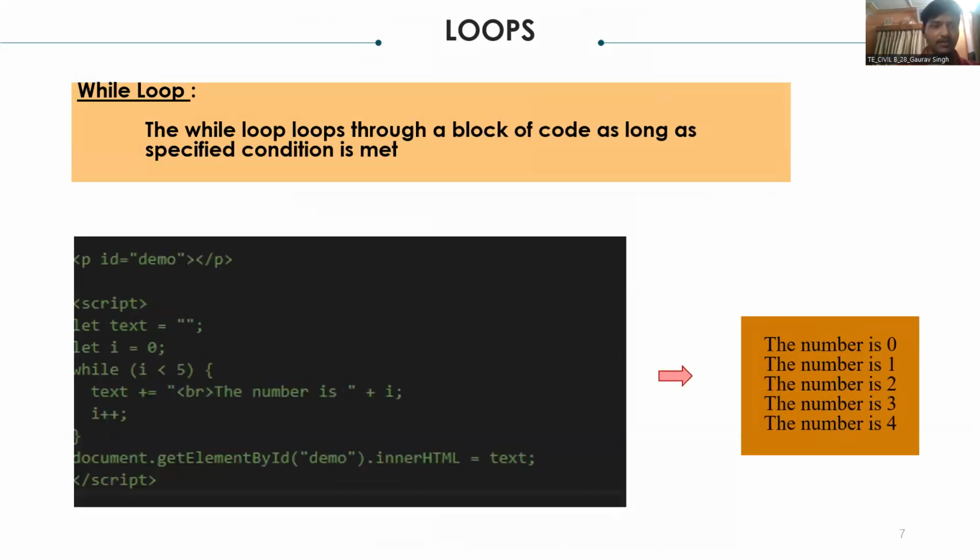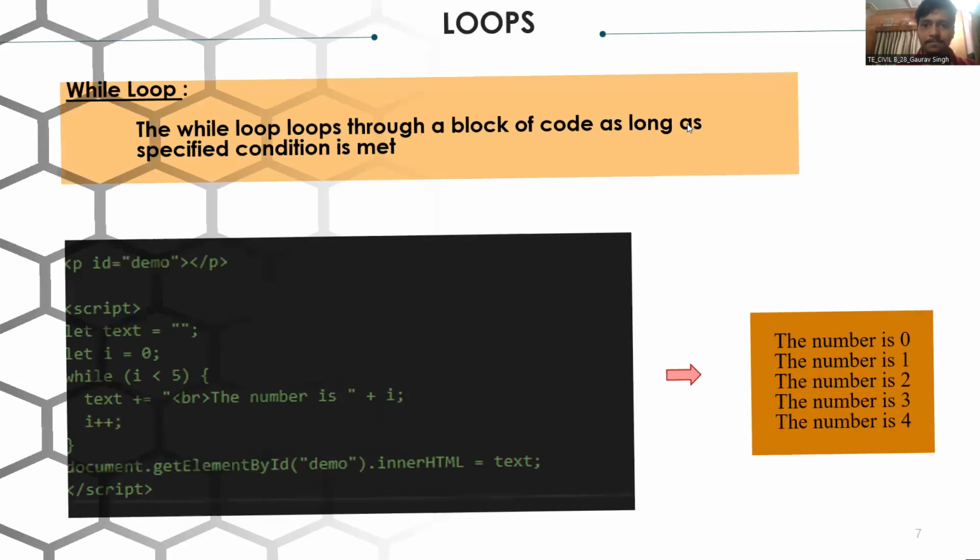As we can see with this example, here I'm taking let i equals 0. While i is less than 5, with i plus plus, it will keep executing until it reaches 4. And as you know, the number always starts with 0, so 0, 1, 2, 3, 4. And if I give i is less than 10, it will be executing 0, 1, 2 till 9. Let's jump to for loop here.